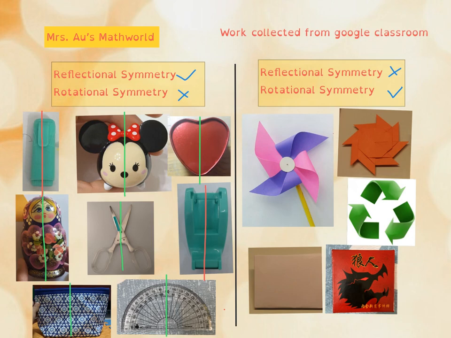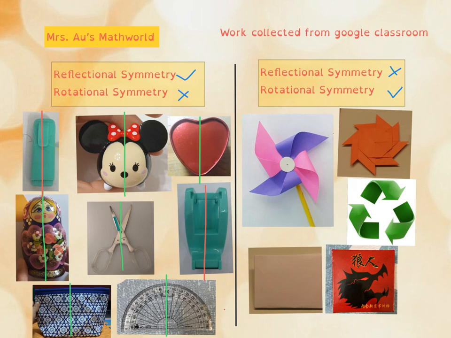And for the objects on the right hand side, many of you say that these objects, the windmill being the most popular, have rotational symmetry but not reflectional symmetry. But some of you say that the square and the rectangle are with rotational symmetry but not reflectional symmetry.